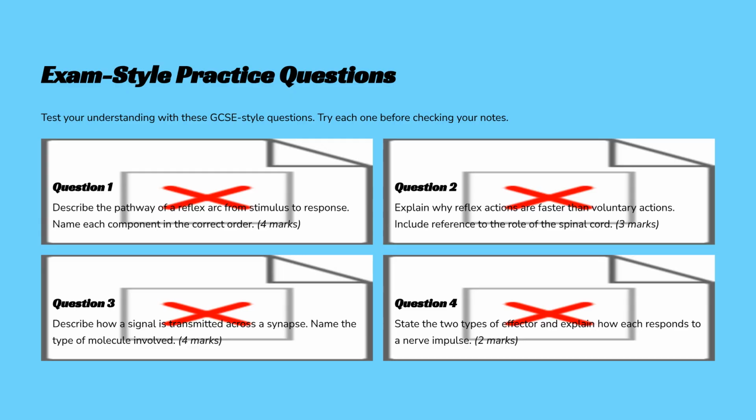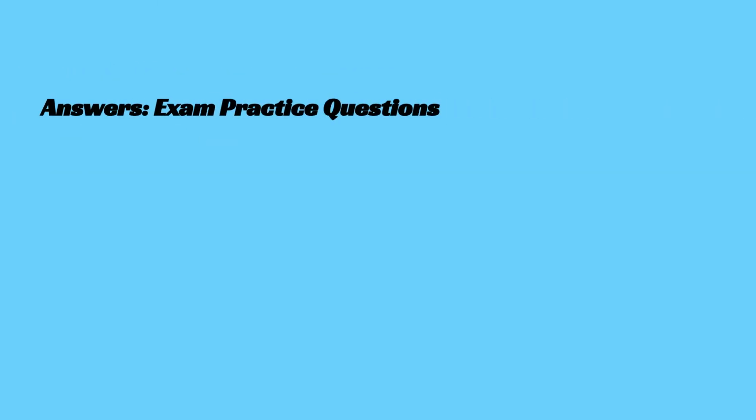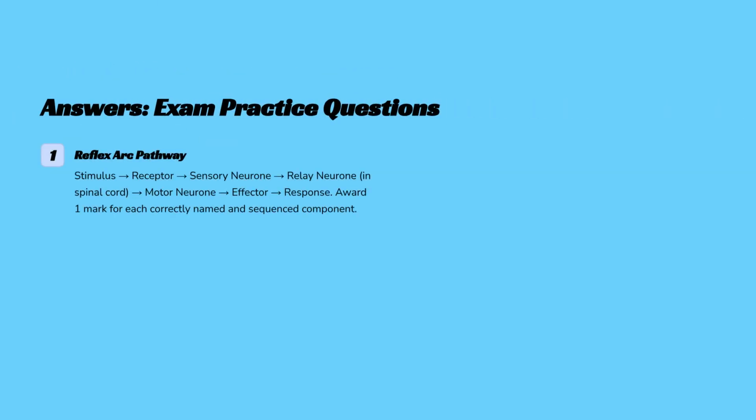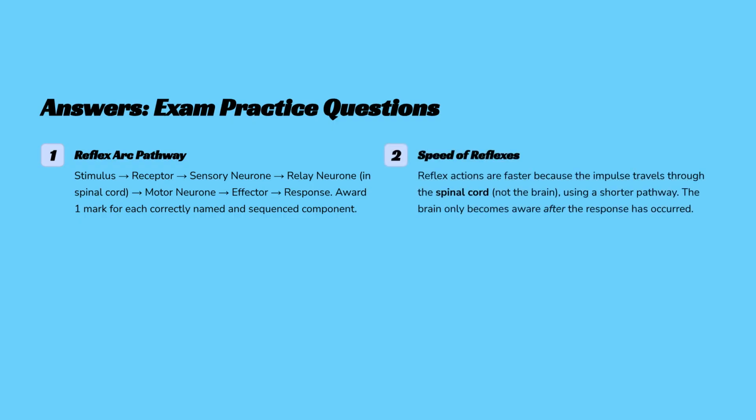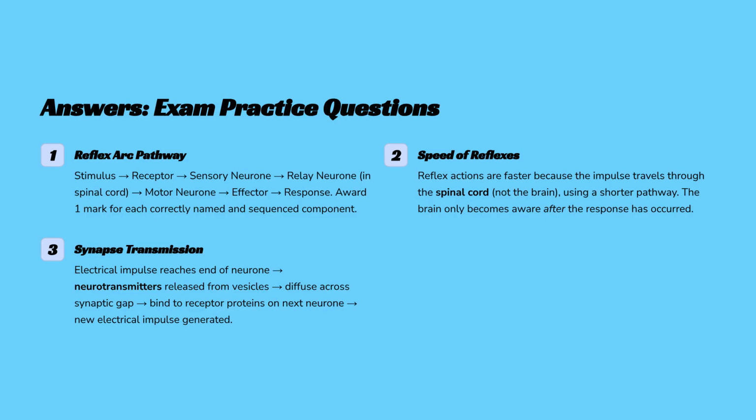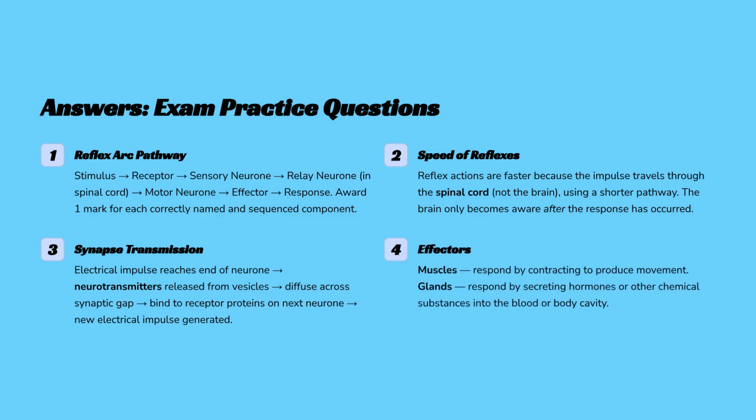Pause the video and try to answer them before moving on to the solutions. Check your answers here. Ensure your reflex arc pathway is correctly sequenced. Your explanation of reflex speed references the spinal cord. You use neurotransmitter for synapses, and you define both muscle and gland effectors.